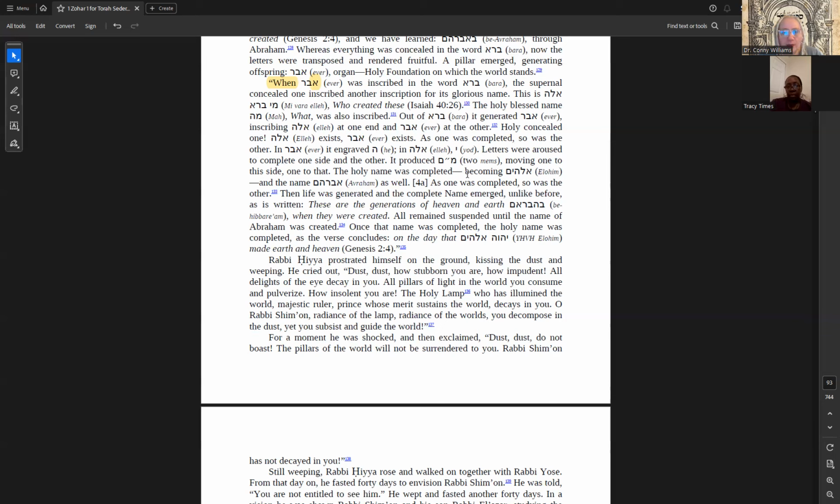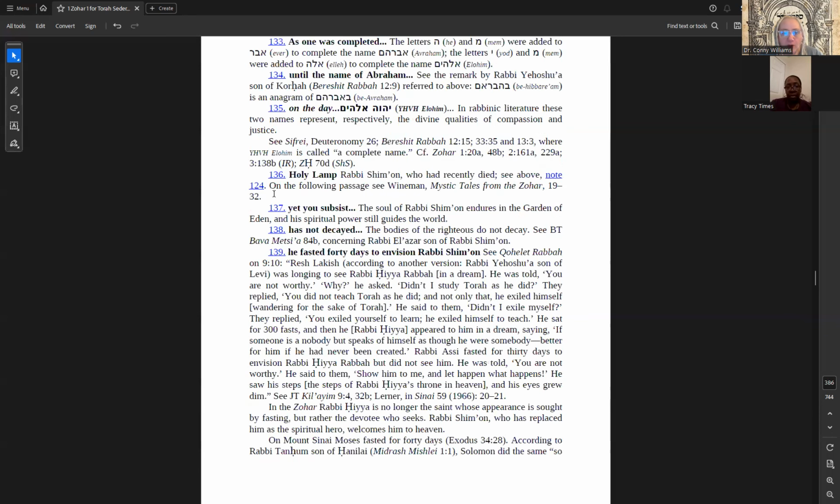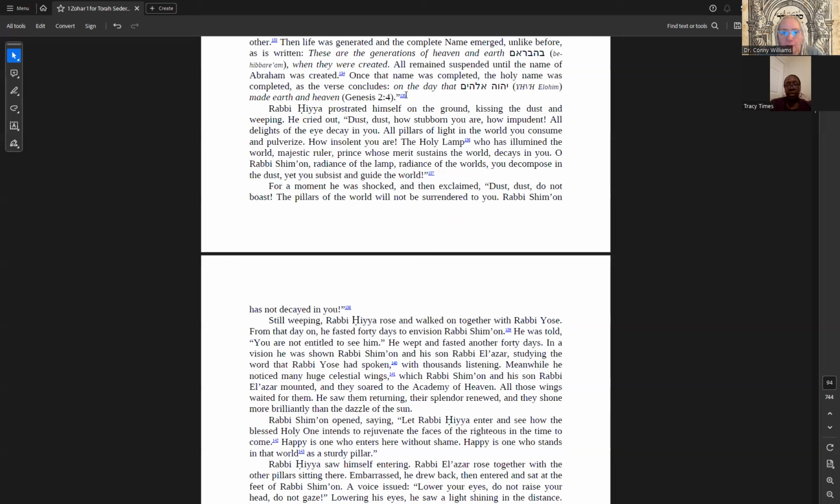So Elohim is becoming one, and the other one, the name of Abraham as well. As one was completed, so was the other. 133. As one was completed, the letters Hey and Mem were added to Ever to complete the name Avraham. The letters Yod and Mem were added to Ele to complete the name Elohim. So we're still playing with letters.